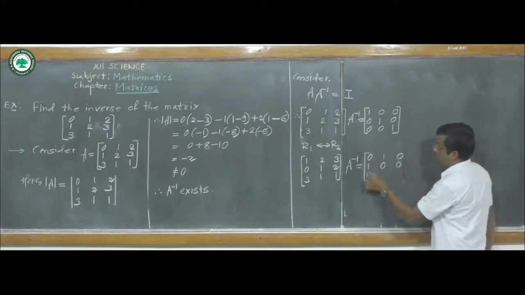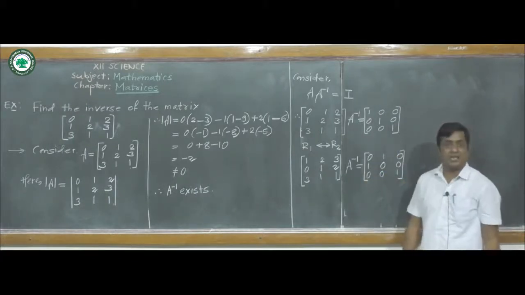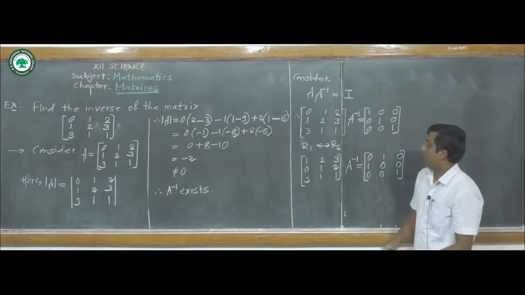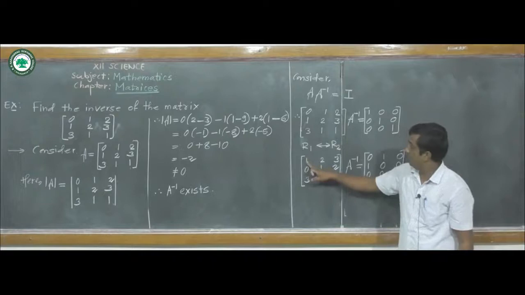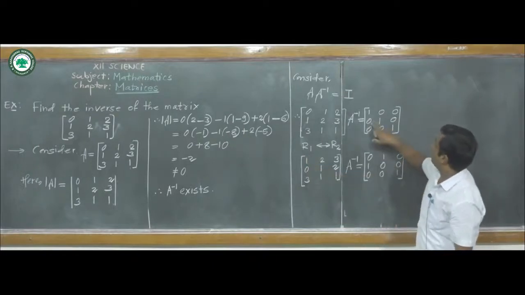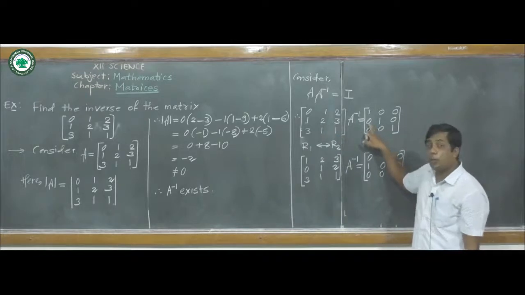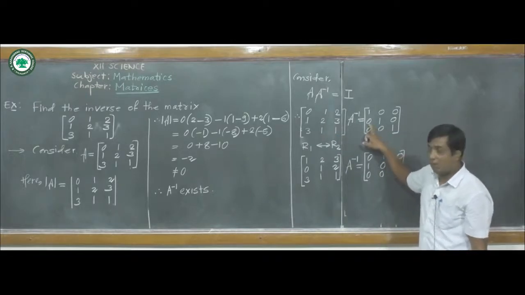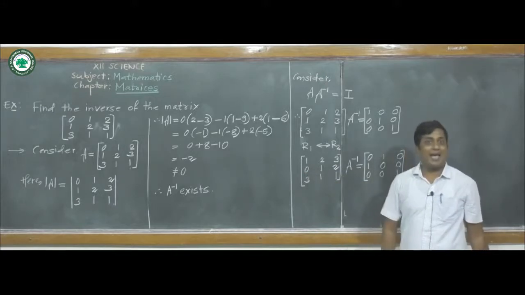Next, here we keep the third row as it is, that is 0, 0, 1. Now here we get 1 in the position of 0. In the next step, we have to reduce this 1 to 0, since in the position of A21 we have 0. Here we already have 0, so we go with our next step.